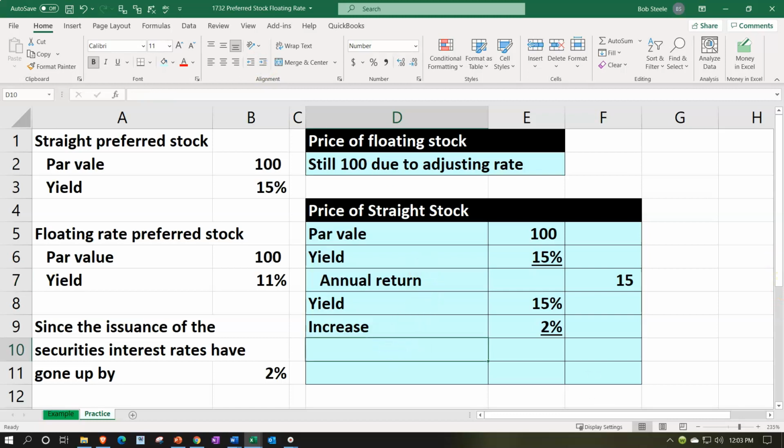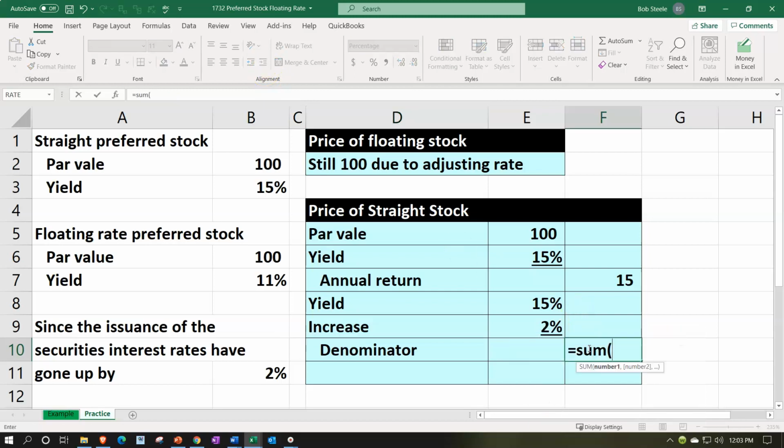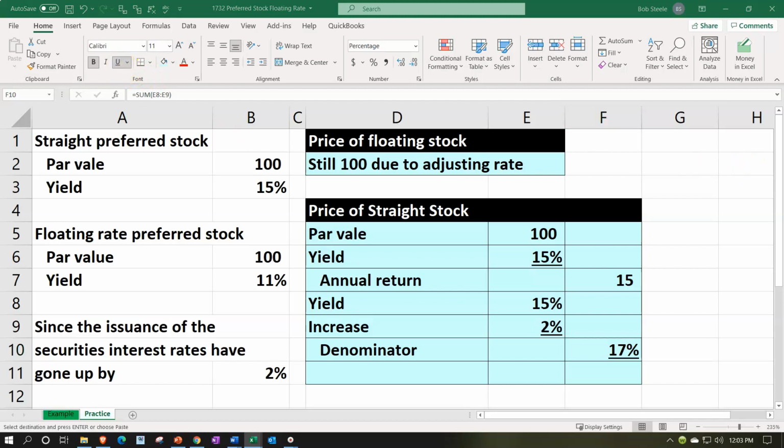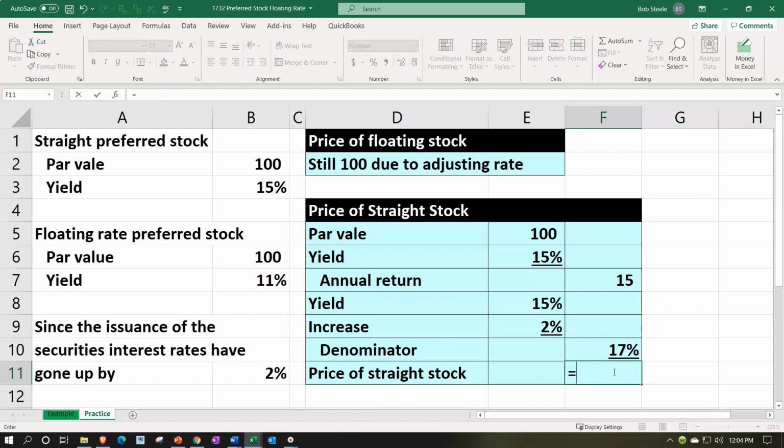So then we have the denominator. The denominator, we'll call this. And let's indent that. Alignment indent. Summing this up equals the SUM of the 15 and the 2. That's going to give us our 17%. Going to underline that by going to the font group and underline. And that's going to give us our price of the stock, which is going to be equal to the 15 divided by the 17, 88. Let's add some decimals. Go to the number group, couple decimals, 88.24.